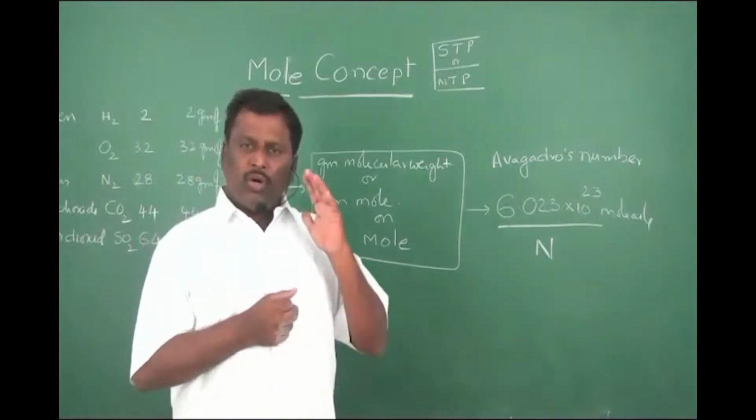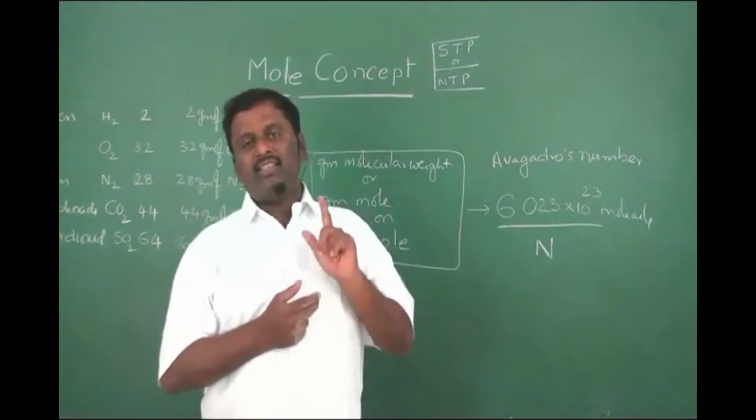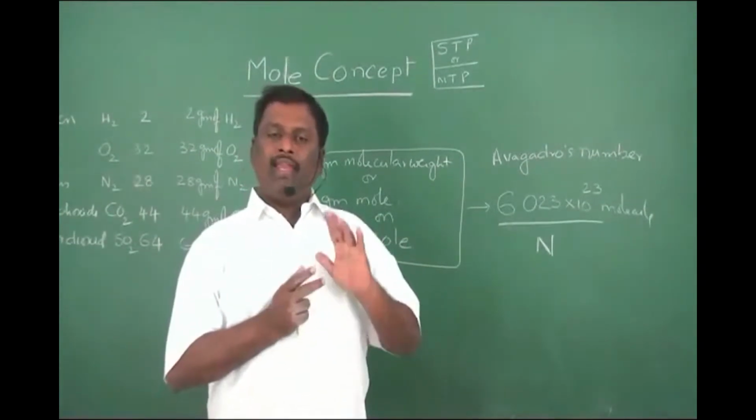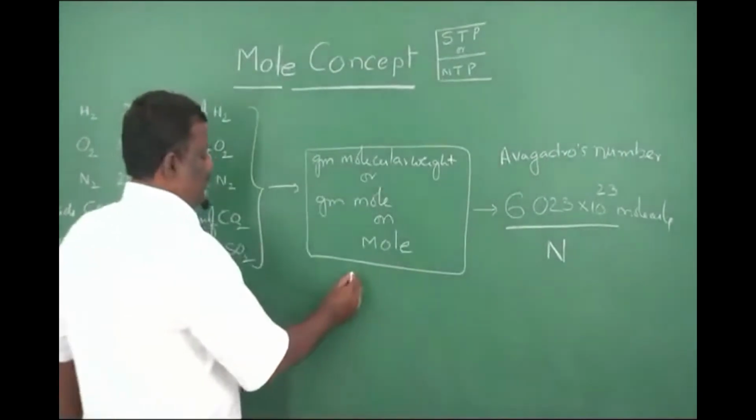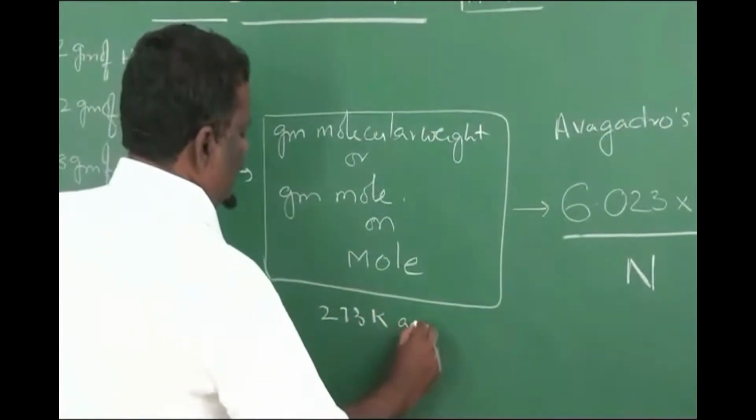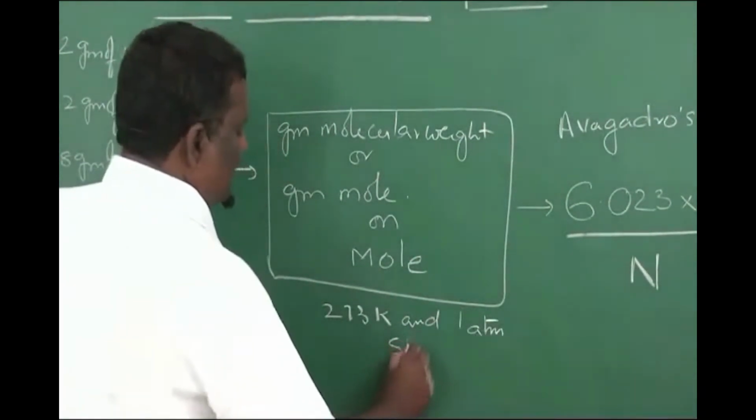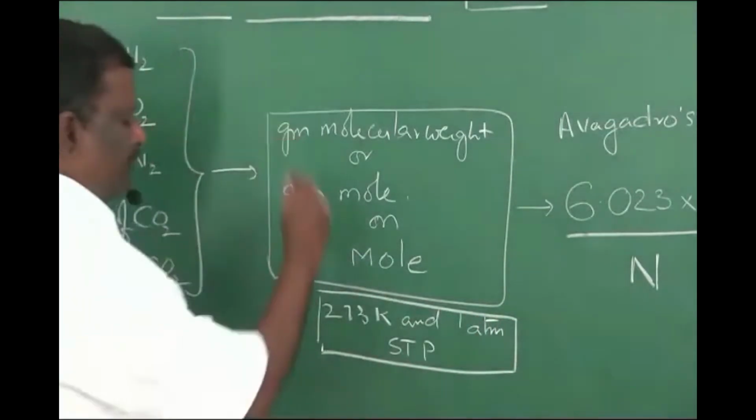So, at 0 degree centigrade or 273 Kelvin temperature is said to be standard temperature. 1 atmosphere pressure is said to be standard pressure. So, any gas at STP conditions, that is at 273 K and 1 atmosphere, this is said to be STP.